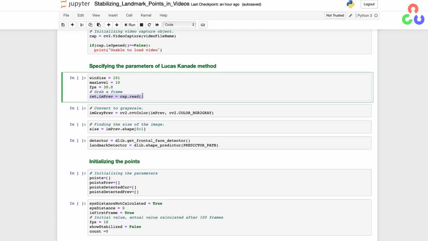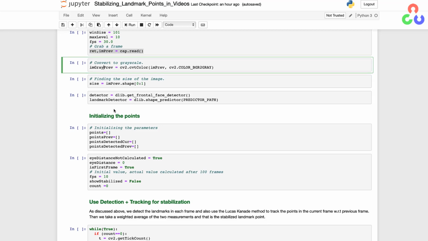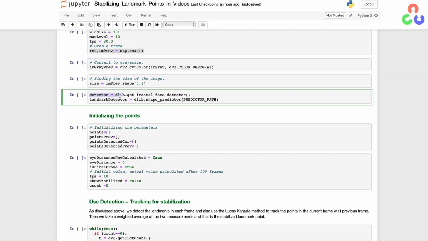Next, we are reading a frame and we convert it to grayscale. Before we move forward, I want to emphasize that optical flow methods are designed for grayscale images and videos because we care only about the intensity of pixels. So we have to convert the images to grayscale before calculating the optical flow. So every frame is converted to grayscale, and then we set up our detector. This is the face detector. We also set up the landmark detector. We will first detect the face, and inside the face, we are going to detect the landmarks.